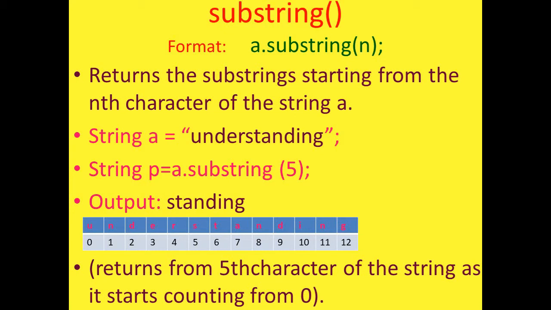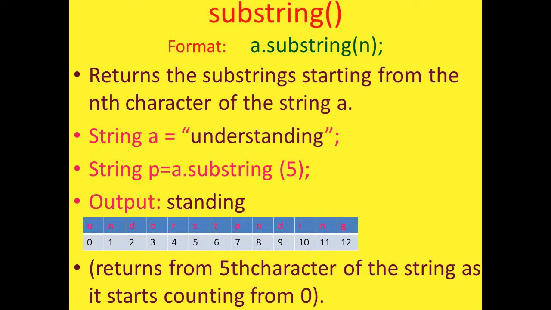And the argument of that function is an integer number. If you give this number, it will extract from that position number to the end of the string. Okay, understood? Let's consider the example. Here, the value of A is equal to understanding, and we have given the substring argument as 5. A dot substring of 5. How can you use it? First write the string name dot substring, and the position number within brackets. Here I have given 5 as an argument.